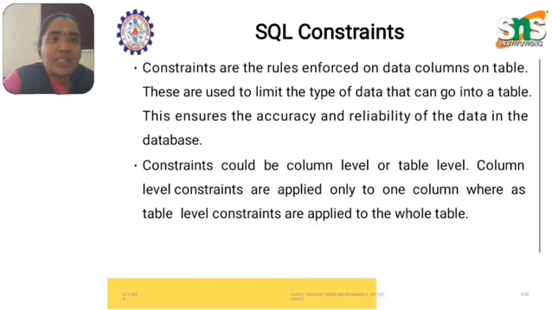In SQL, constraints are rules enforced on data columns of a table. These rules limit the data in a table and are used to ensure the accuracy and reliability of data in the database. Constraints can be column level or table level. Column level constraints are applied to only one column, whereas table level constraints are applied to the whole table.